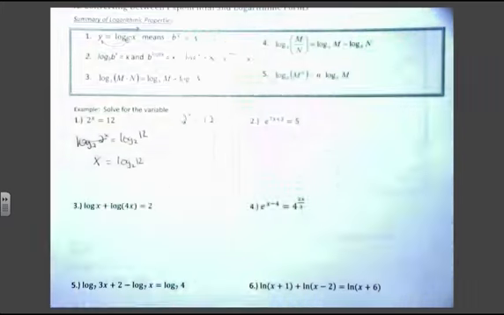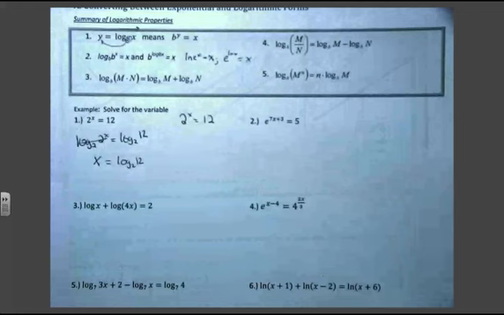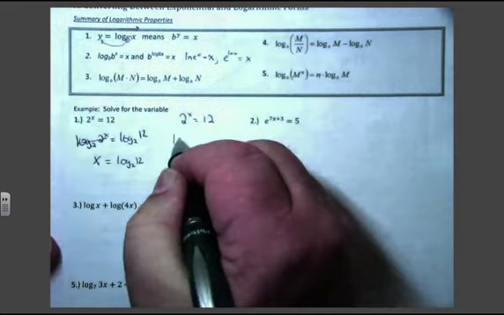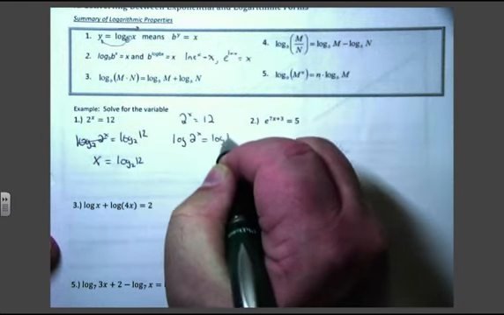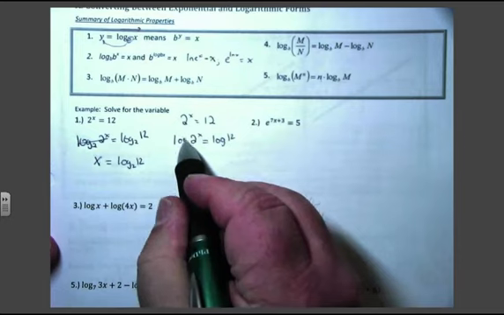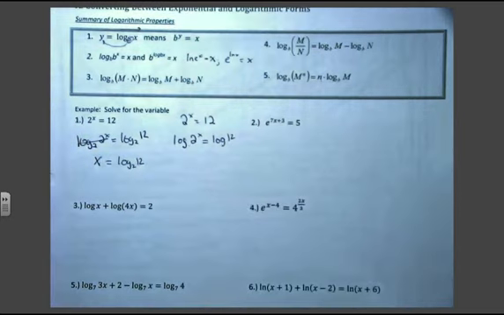Do you see an e in this problem anywhere? 2 to the x is equal to 12? No. So if I want to calculate this thing out, my rule of thumb is I'm going to use the common log because there's no e's in this problem. So I'm going to just take the log of both sides. The log of 2 to the x is equal to the log of 12. Well, this is base 10, so they're not the same bases as my exponent, so they're not going to cancel.